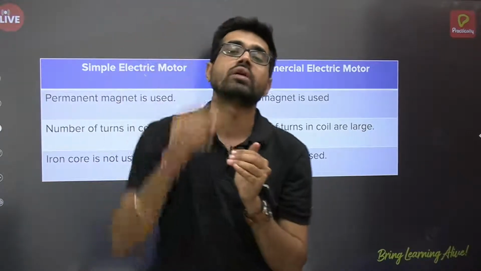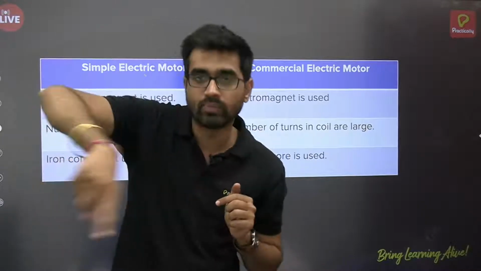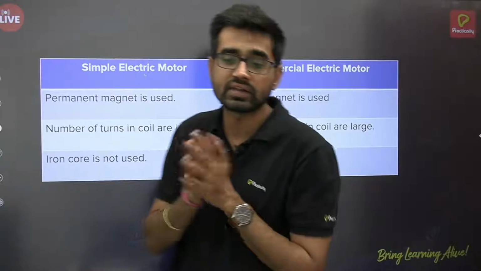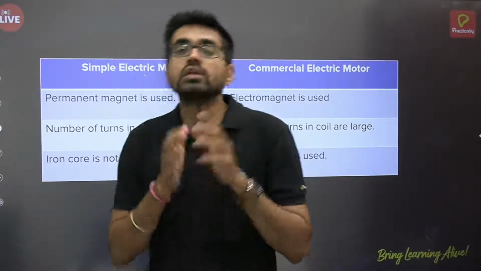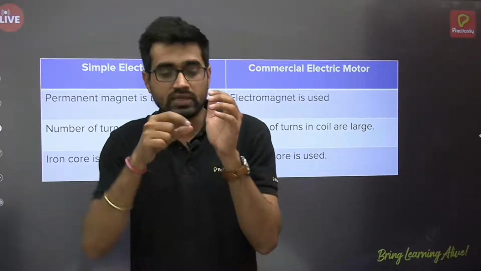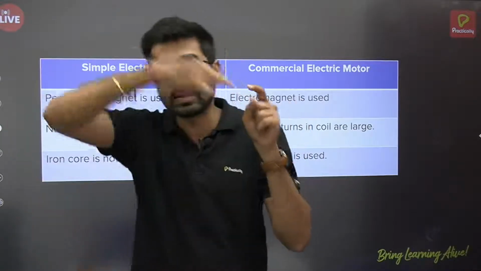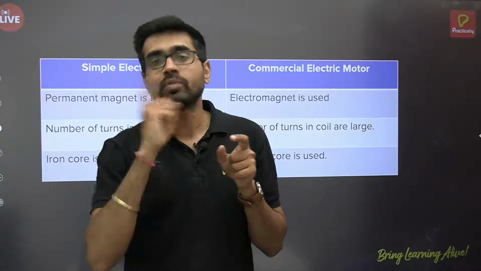You open your fan, you'll see there is a coil around the body. That is nothing but an electromagnet. It's an artificial magnet, correct? So then what happens? Inside it there is the rotor coil, the ABCD part, and it also has multiple loops, of course.